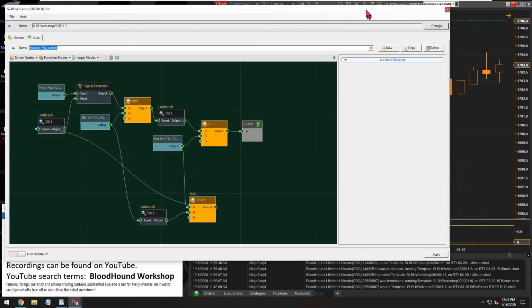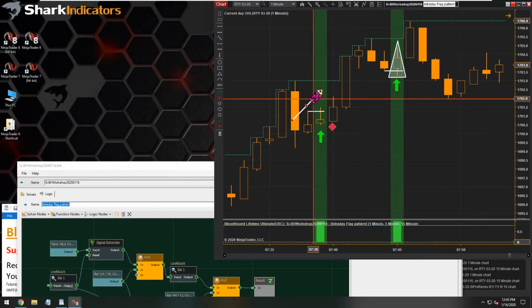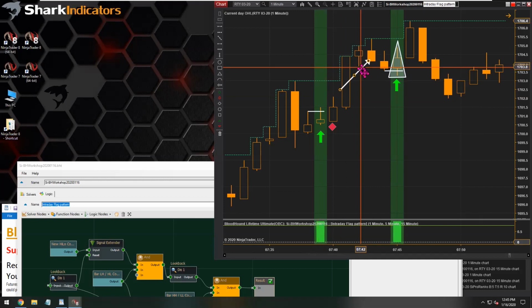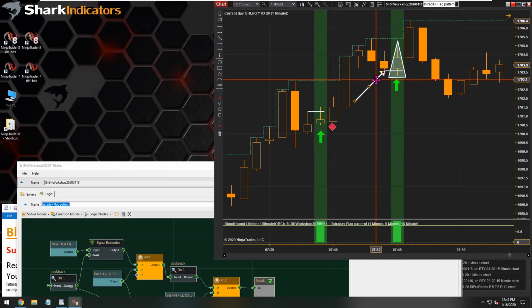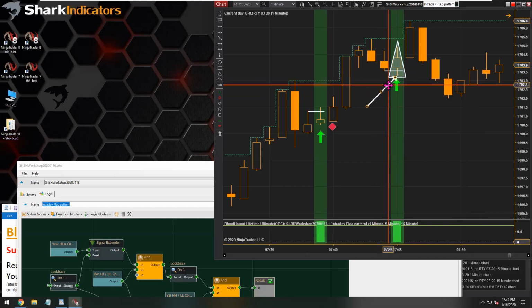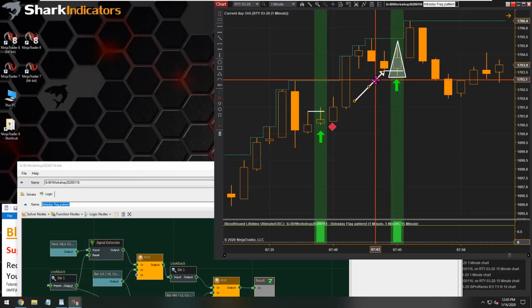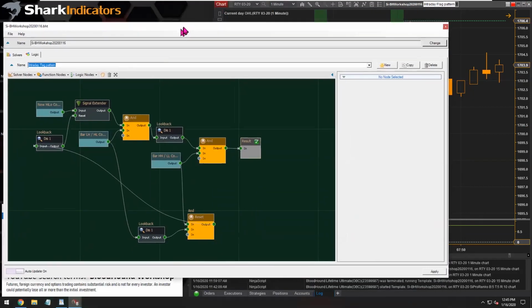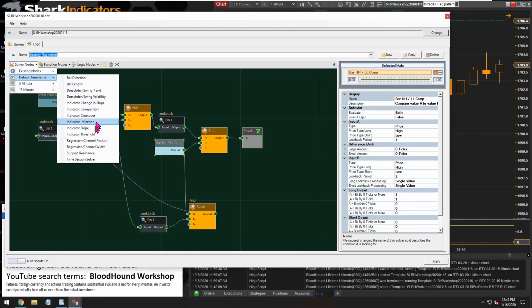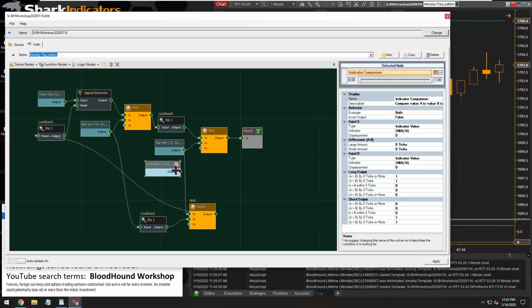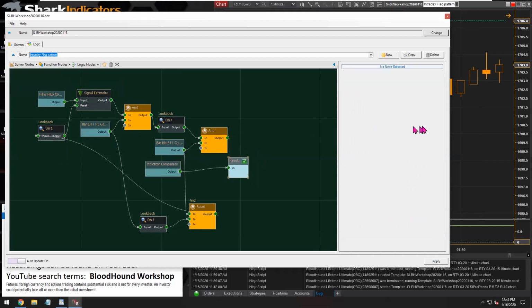So what do we need? For a long flag pattern, the low needs to be greater than or equal to the previous bar low. So we can't have a lower low, but we can have a higher low or an equal low. So we just need another comparison solver. Let's grab another comparison solver and connect this in.